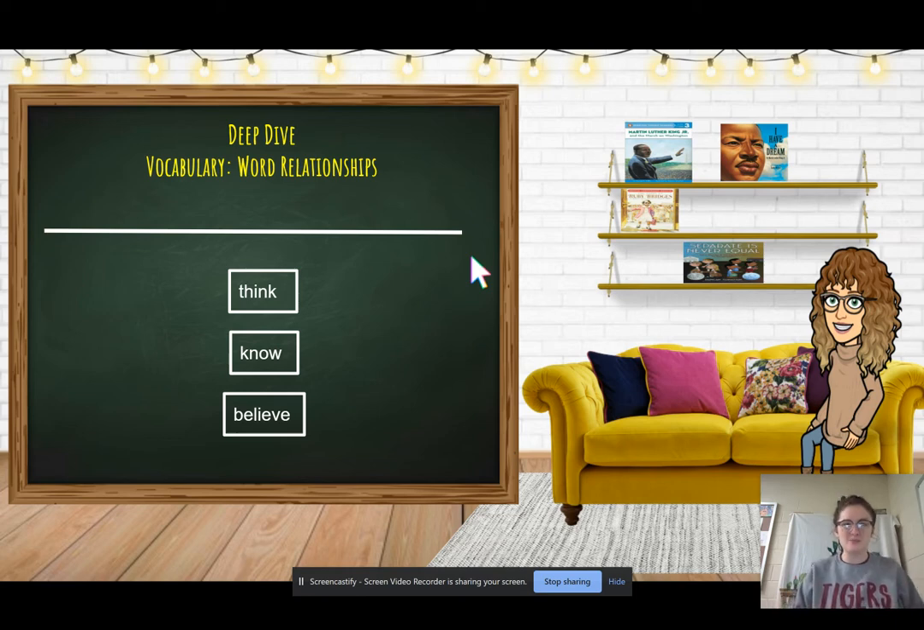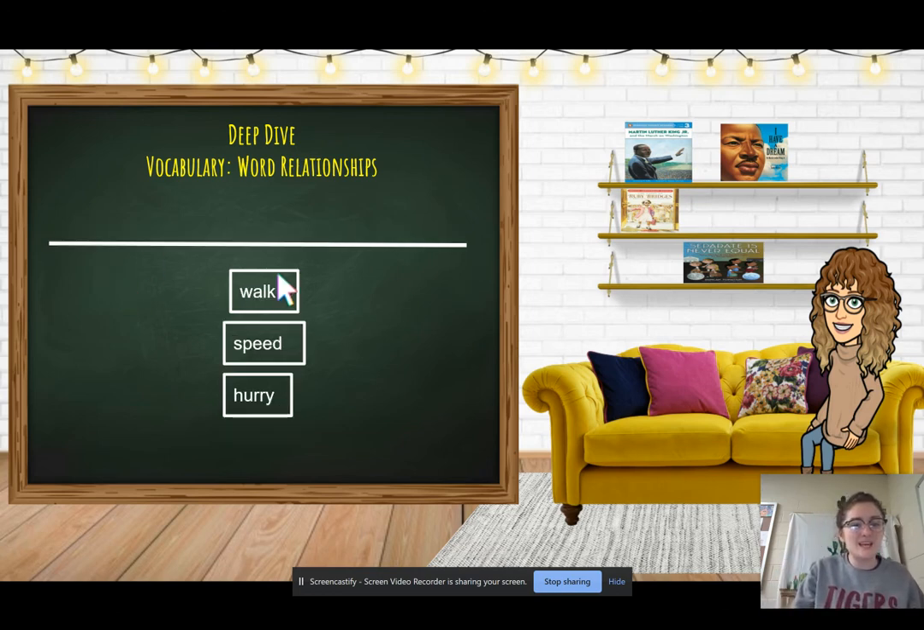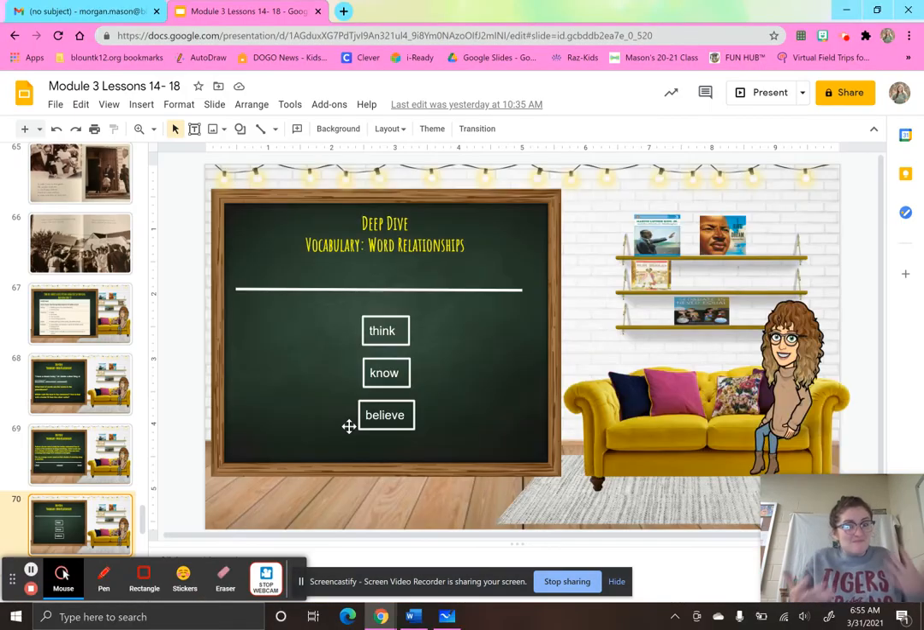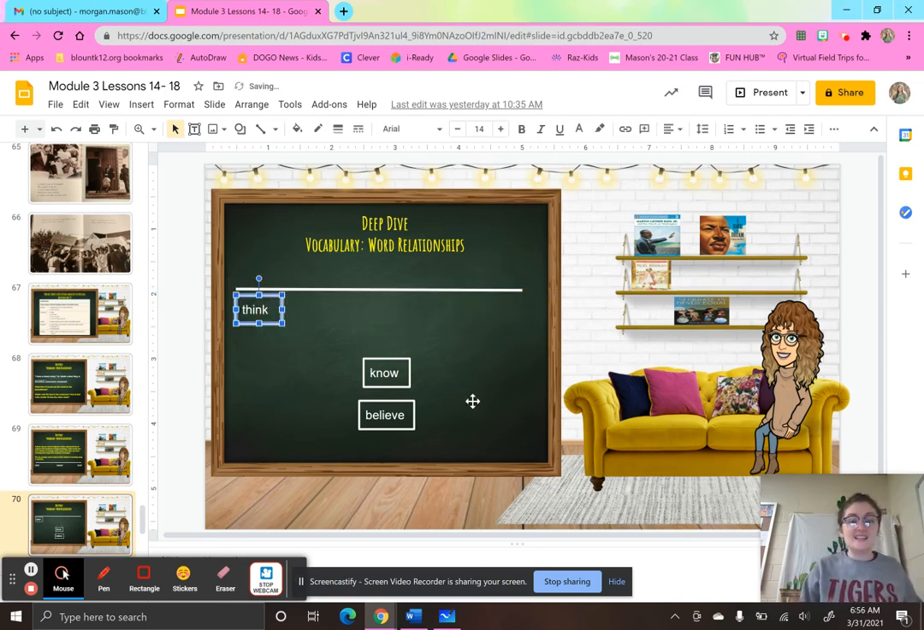So let's say I am talking about a math problem, and I am trying to describe my knowledge about this word problem. I think I know the answer. I know the answer. Or I believe I have the answer. Which one would be the weakest? If I am showing my knowledge, which one is the weakest? I think I know. I know. Or I believe. Which one is the weakest? Think, right? If I think something, I might not know. I'm guessing. I think I know. I'm not confident. So we would say that think is the weakest.